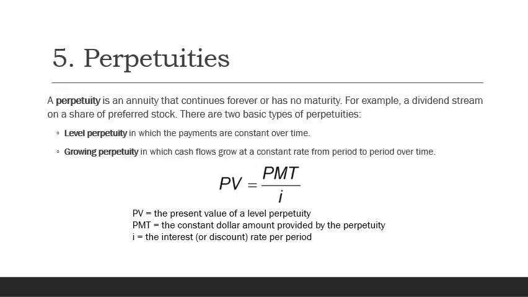Okay, for the last case of time value of money, there is perpetuity. Perpetuity is an annuity that continues forever. This is the idea behind it, and it has no maturity. For example, a dividend stream on a share of preferred stock. There are two types of perpetuity: level perpetuity and growing perpetuity. Basically, this is the formula of level perpetuity.